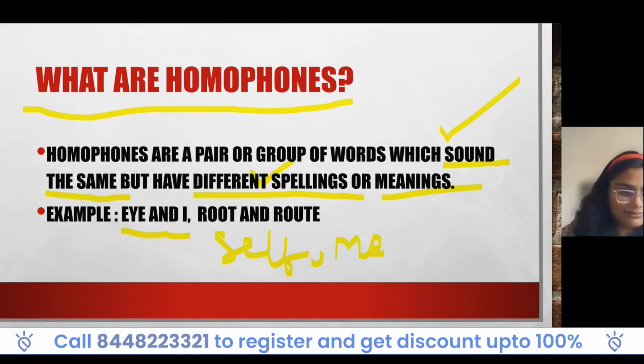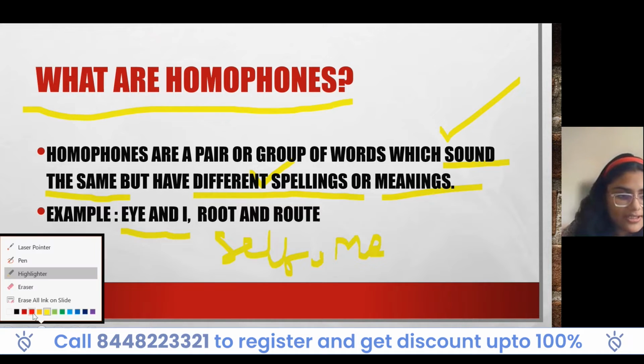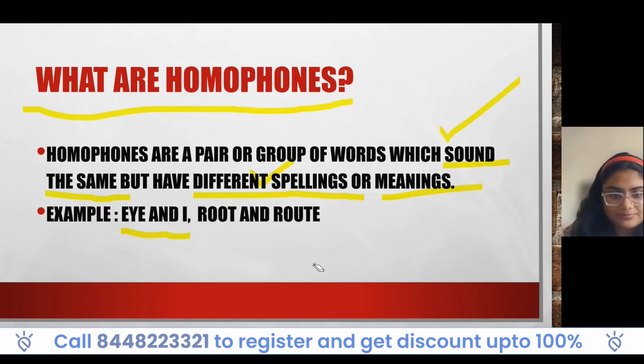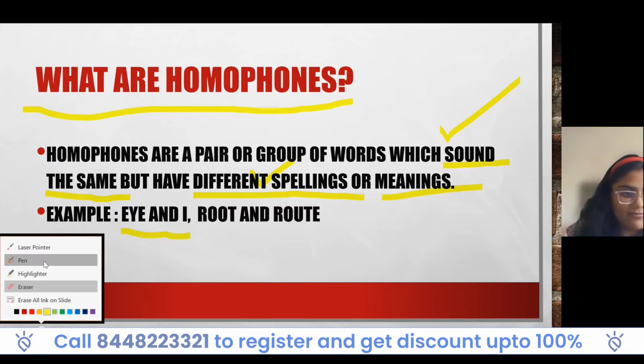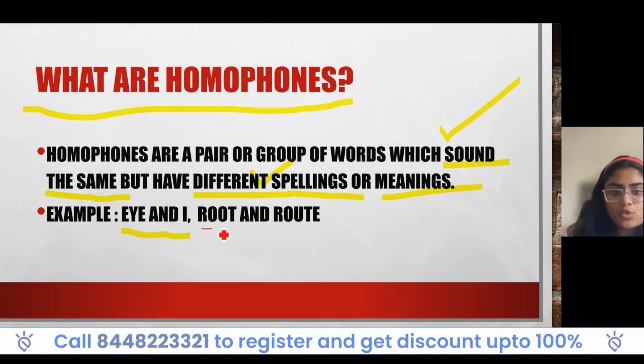And the second example, okay, I'm going to erase this. The second example which I have for you is root and route. That's the second homophone pair. Root and route. They are sounding the same. One more time, hear carefully. Root and route. Yes, they're sounding the same. Now, the first root has R-O-O-T. The second route has R-O-U-T-E. Yes. So, different spellings as well.